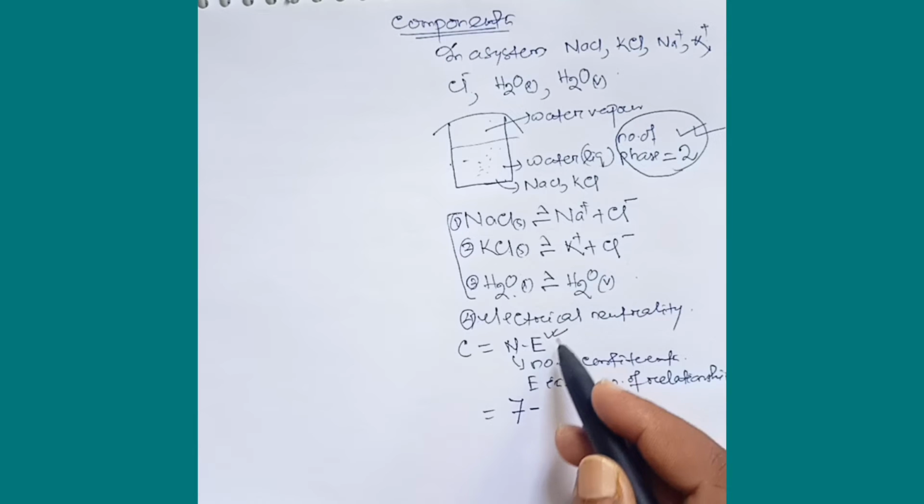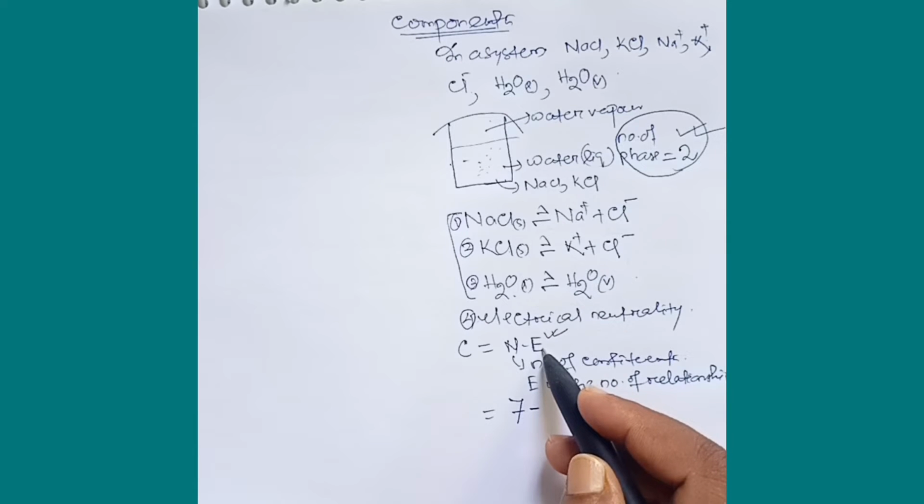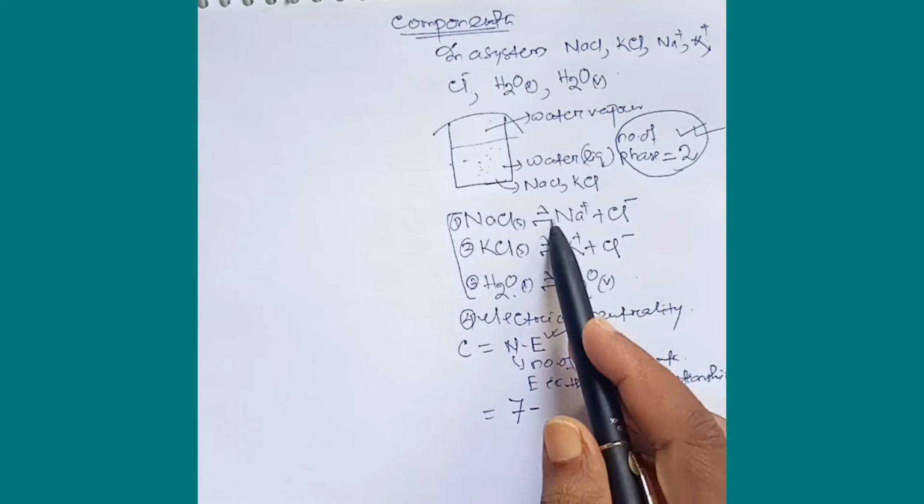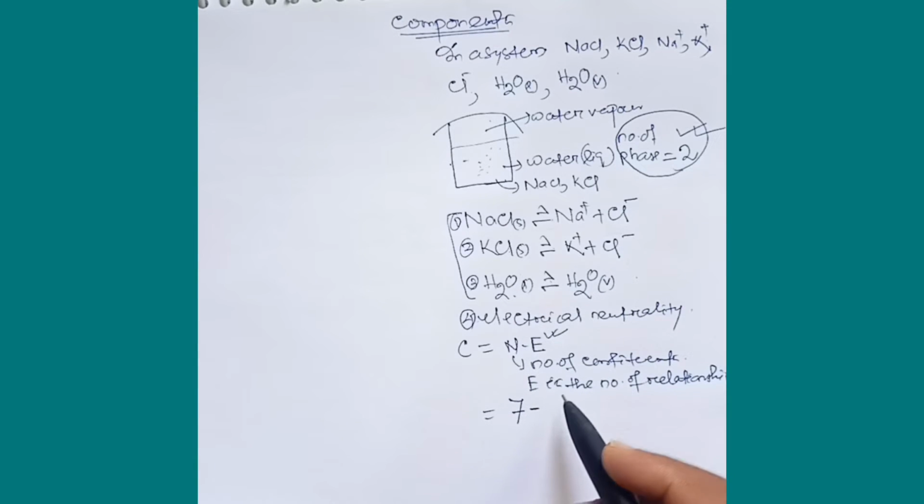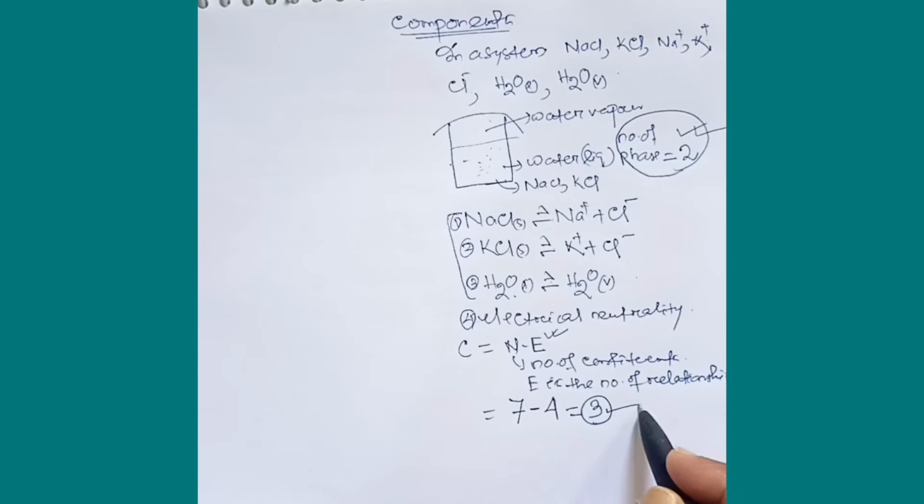And what will be the E? E is the number of relationships. So here 1, 2, 3, 4. Always we have to count electrical neutrality as one of the relationships. So in place of E, we write 4. So 7 minus 4 equals 3. So the number of components for this system will be 3.